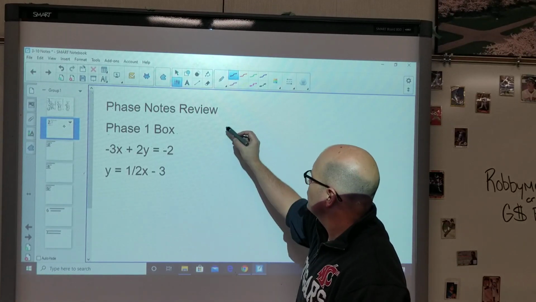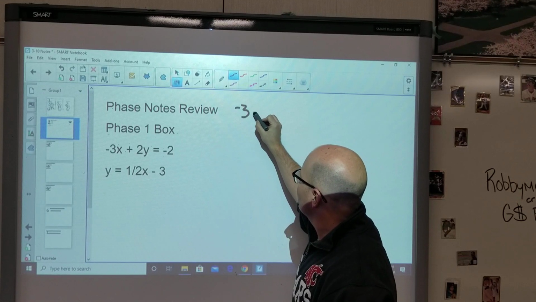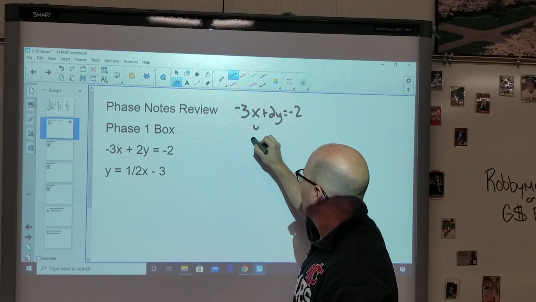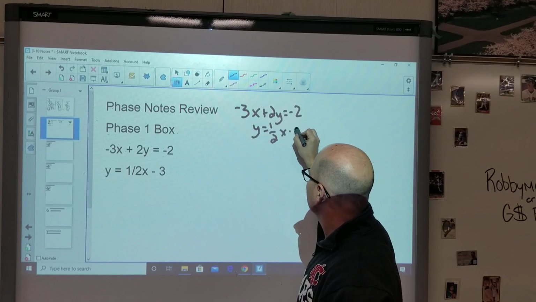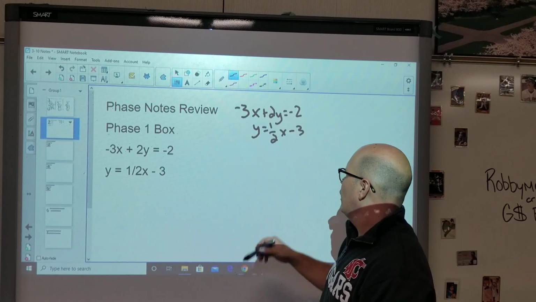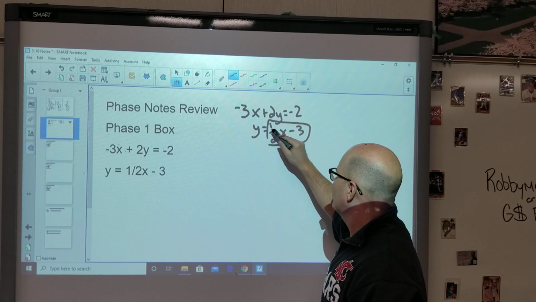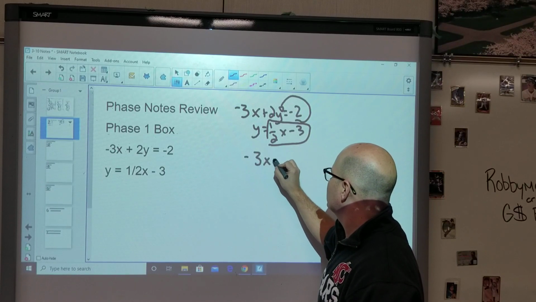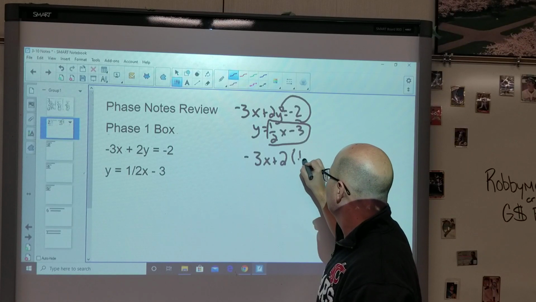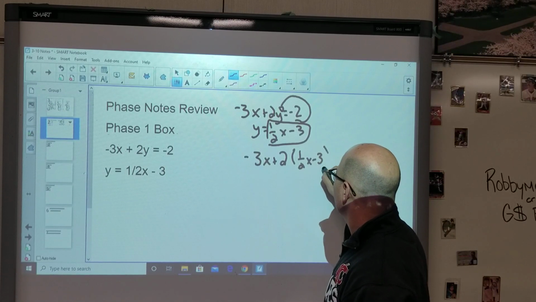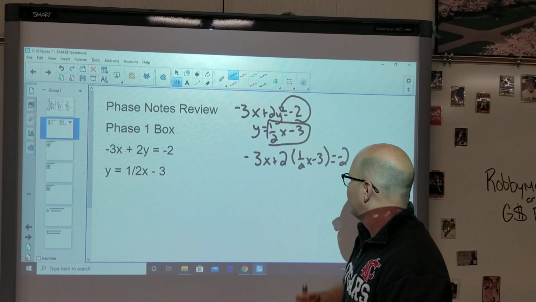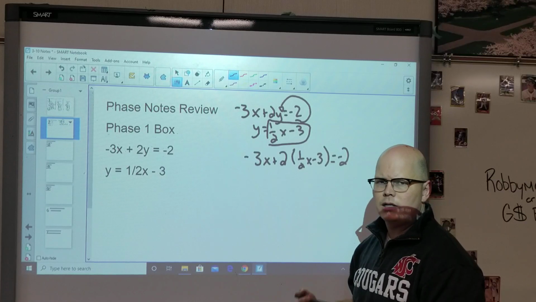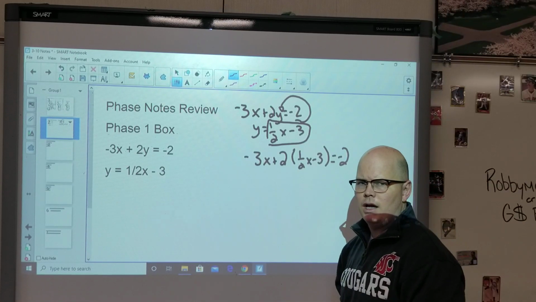So when I'm dealing with this first one, I'm just going to start up here. Negative 3x plus 2y equals negative 2, and y equals 1/2 x minus 3. Okay? So if I follow my pattern, I'm going to find my slope-intercept equation, and I'm going to plug it into that y, which gives me negative 3x plus 2 parentheses 1/2 x minus 3 parentheses equals negative 2. Okay? Now I'm going to follow my pattern. I'm going to distribute, I'm going to combine like terms, I'm going to isolate my x, and then I'm going to divide, which is solving.